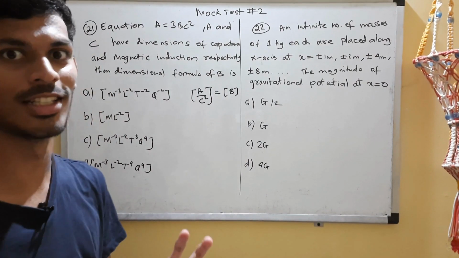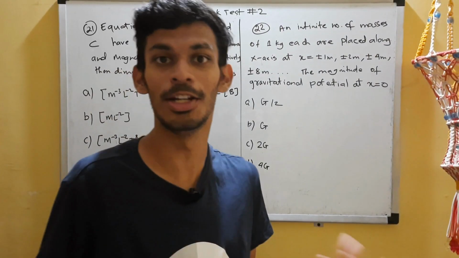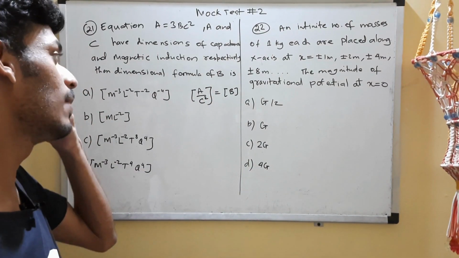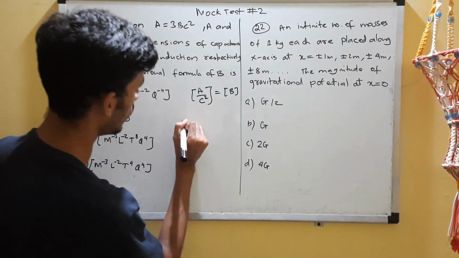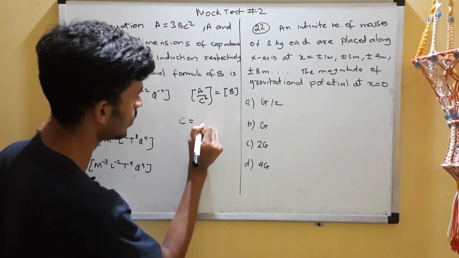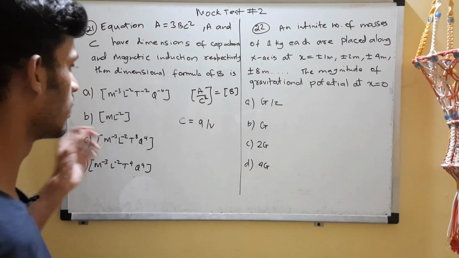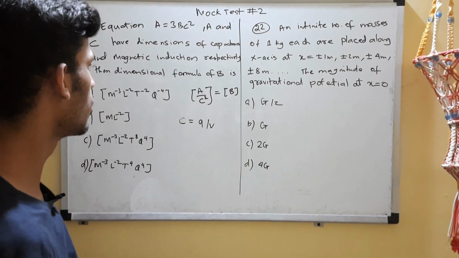No, epsilon itself has some dimensions which we don't know. It is a dimensional constant. So what can be the best formula? For capacitance, we can actually use Q by V. Yes, C is equal to Q by V.